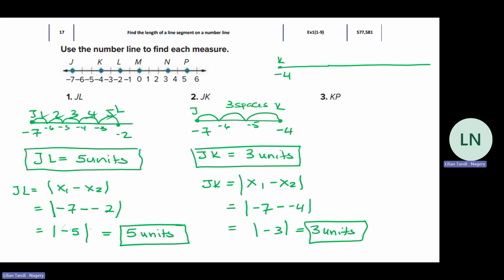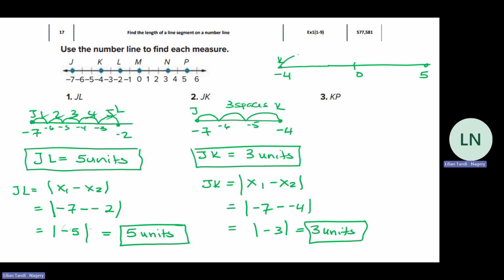So now you're going to P, which is 5. Now, if I don't want to count my spaces, here I will use 0. Why? Because 0 is between -4 and 5. Here I cannot use 0 because 0 is not between -7 and -4. The same thing here. -7 and -2 doesn't have 0, so I cannot use 0. So here I can use 0 because I have negative and positive numbers, so 0 is somewhere between them.